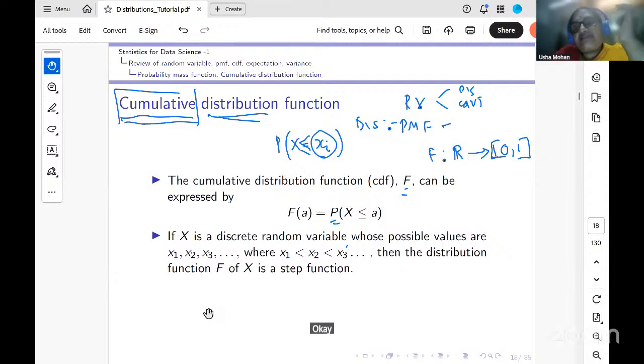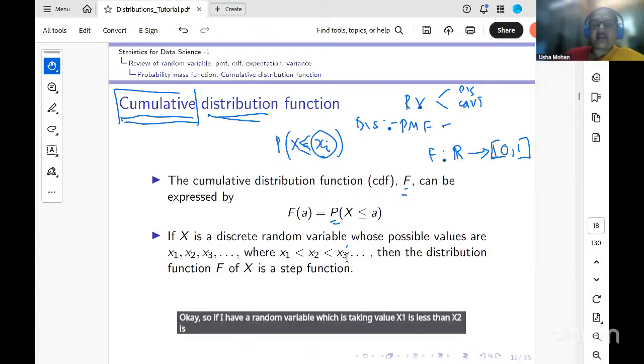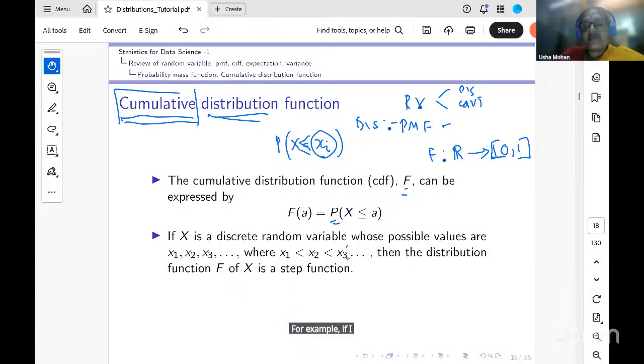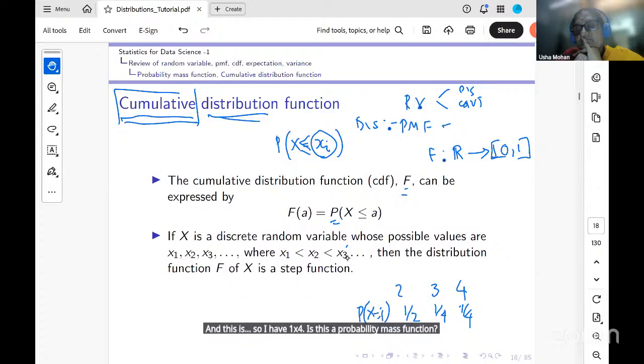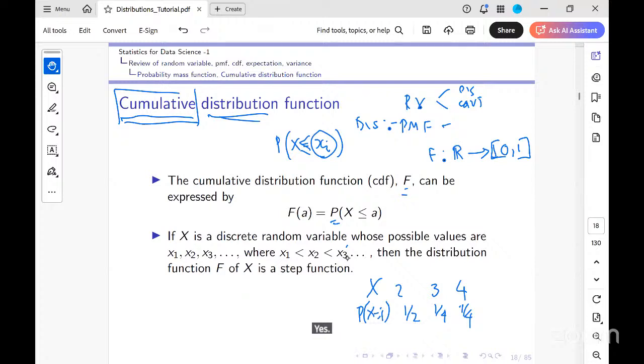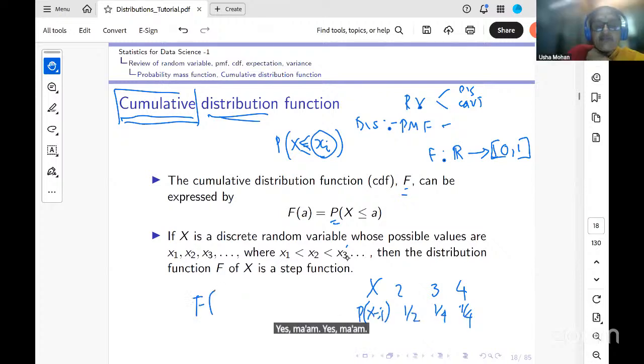Okay. So if I have a random variable which is taking value x1 is less than x2 is less than x3. For example, if I have a random variable which is taking values 2, 3, and 4, and I know the probability X equal to i: this is 1 by 2, this is 1 by 4, and this is 1 by 4. Is this a probability mass function? X takes the value 2, 3, 4 with these probabilities. Yes, ma'am. So what is F of 2? By definition, F of 2 is probability X is less than or equal to 2.